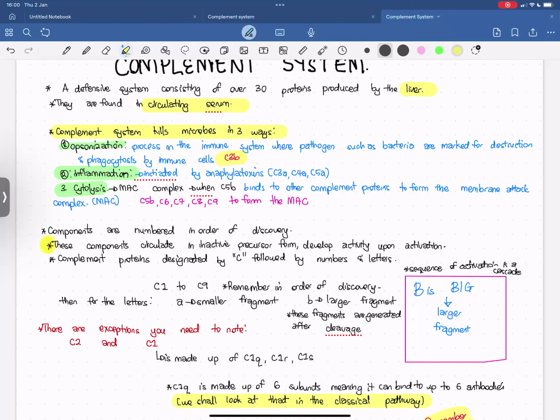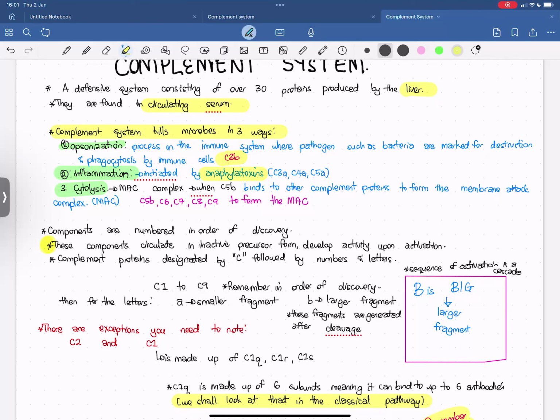So there are three ways in which the complement system kills microbes: opsonization, inflammation, and cytolysis. Inflammation is initiated by anaphylatoxins. The major anaphylatoxins we have are C3a, C4a, and C5a. I will explain how these come about as we go. One way I can remember it is 3, 4, 5, and they're all letter A: C3a, C4a, C5a, because that can be an MCQ. Which of the following is an anaphylatoxin? C3a, correct. C4a, C5a.